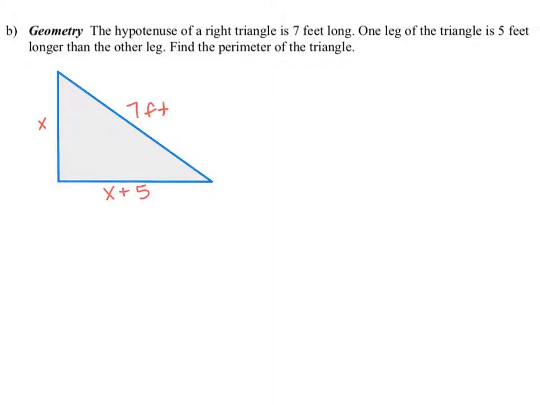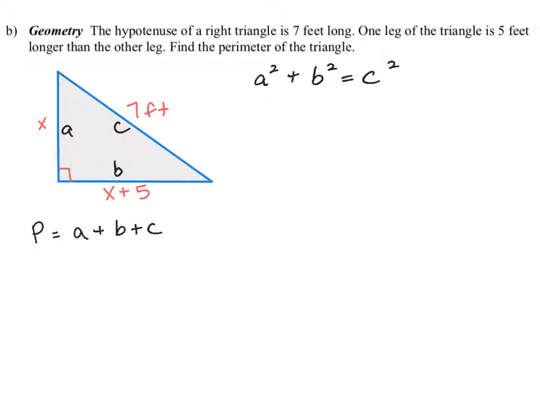So we have a couple things going on here. We know with a right triangle and a hypotenuse that with legs a and b and hypotenuse c, we can use the Pythagorean theorem that says a squared plus b squared is equal to c squared. What we want to ultimately find at the end is the perimeter. The perimeter of this triangle is going to be adding up all the sides, a plus b plus c.